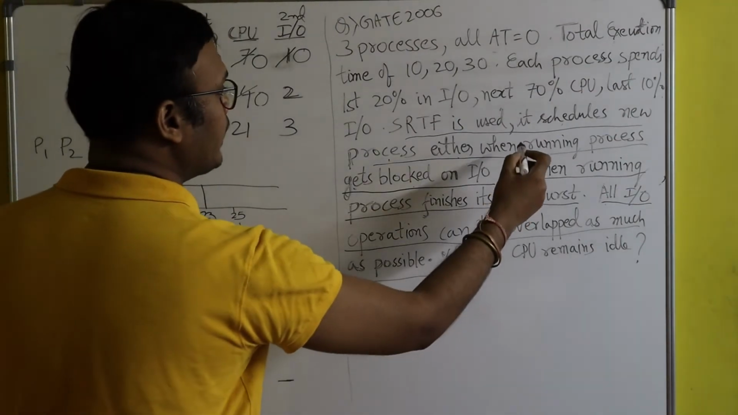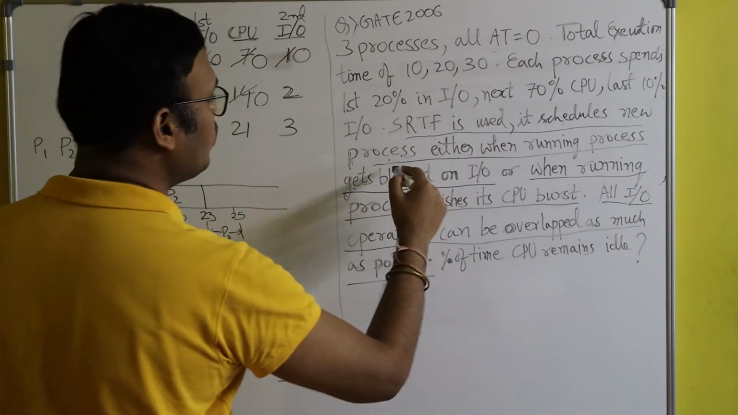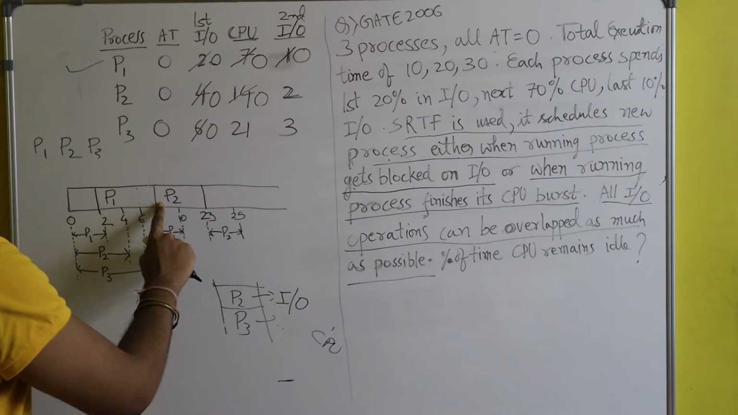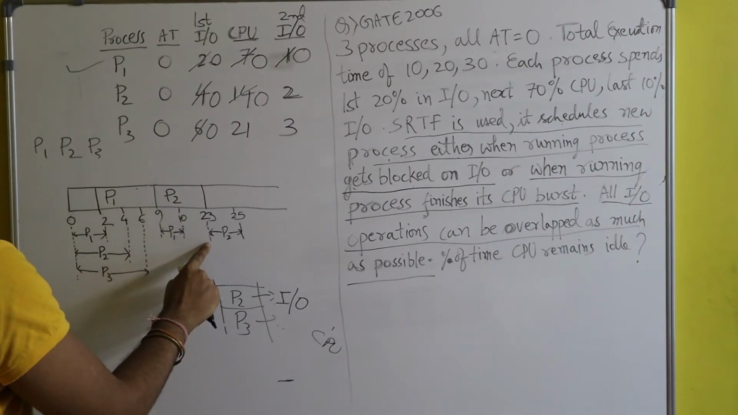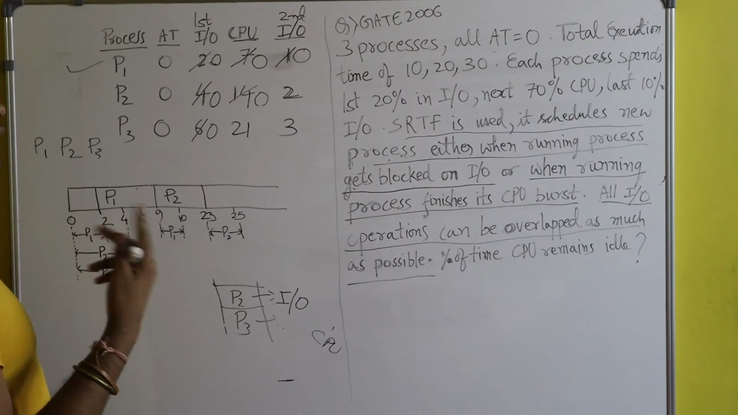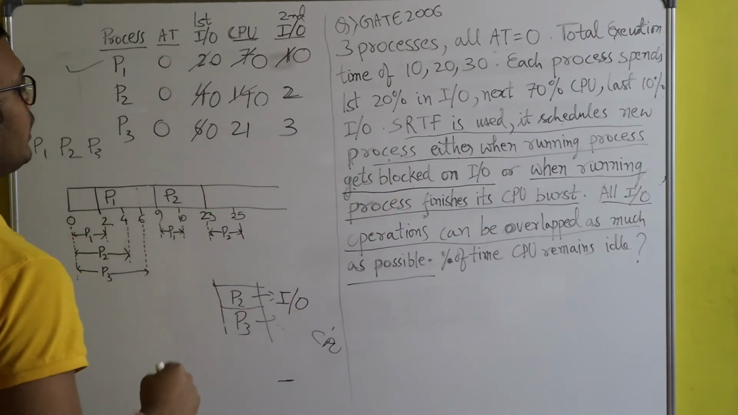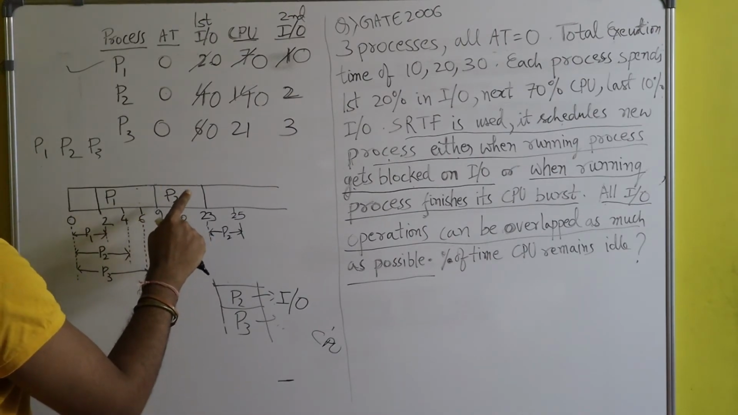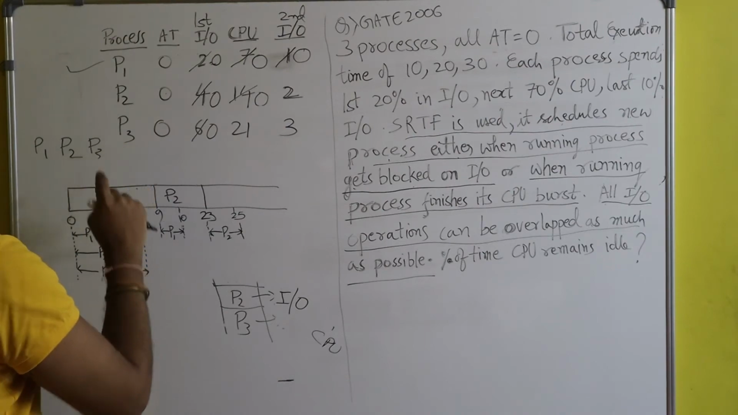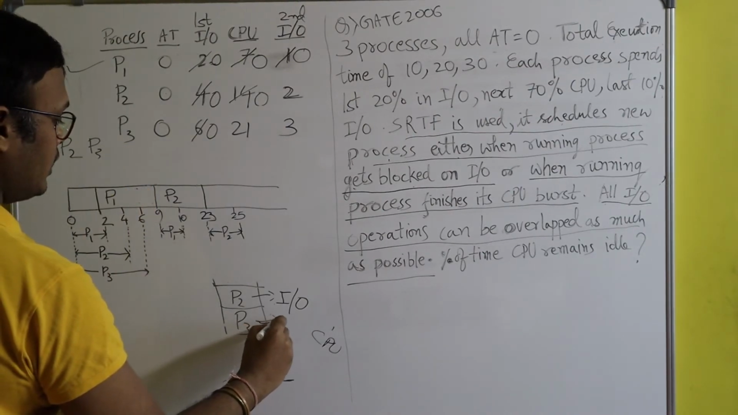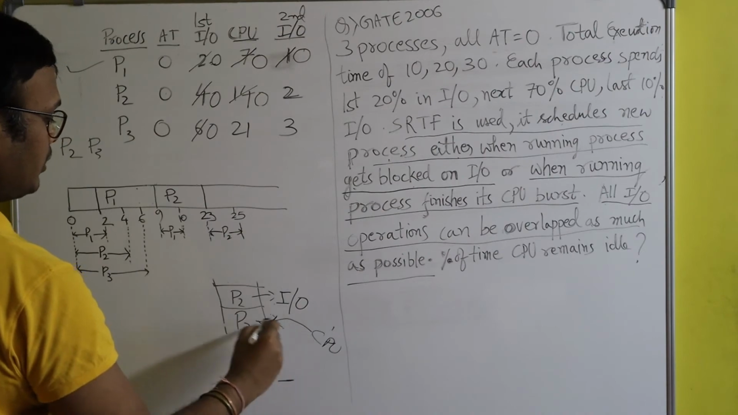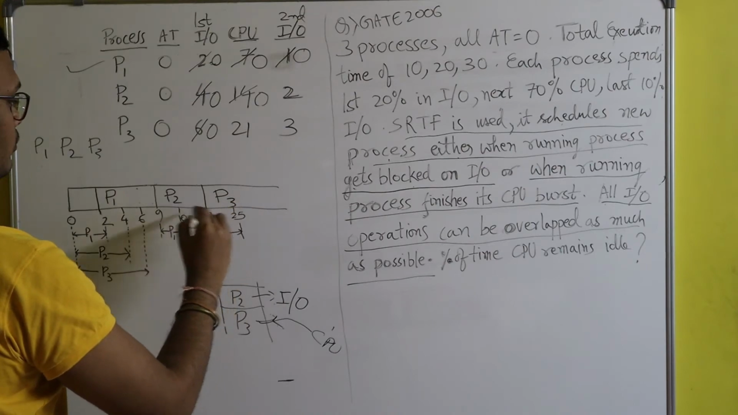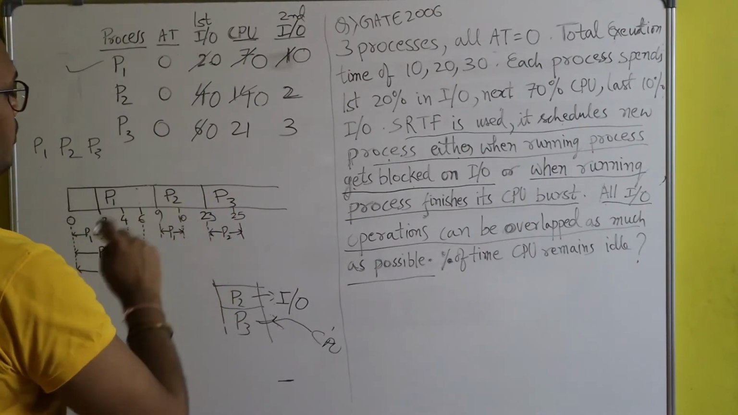As it is written in the question, it schedules a new process when the running process gets blocked on IO. You see here the running process is P2, and P2 is blocked. So SRTF will schedule a new process, as given in the question. Since the running process P2 gets blocked, SRTF will select P3. It means the CPU will be given to process P3. So here I will write process P3.